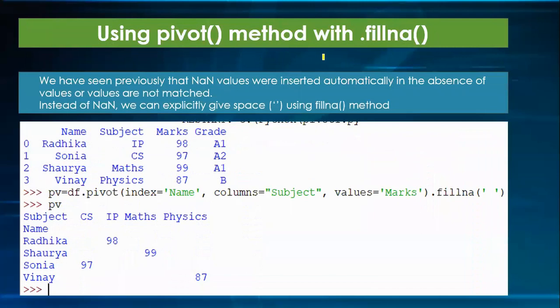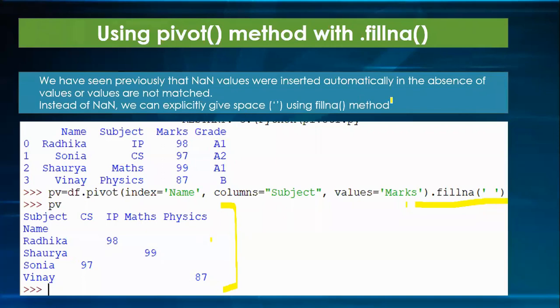Using pivot method with fillna. FILLNA. NA means not a number. No value. See here. This is your previous statement. df dot pivot, index is equal to name, columns is equal to subject, values is equal to marks, dot fillna, and here there is nothing, just a blank space. So you can see output. Now there is no NaN value. All NaN values are being removed. So this is the use of fillna.